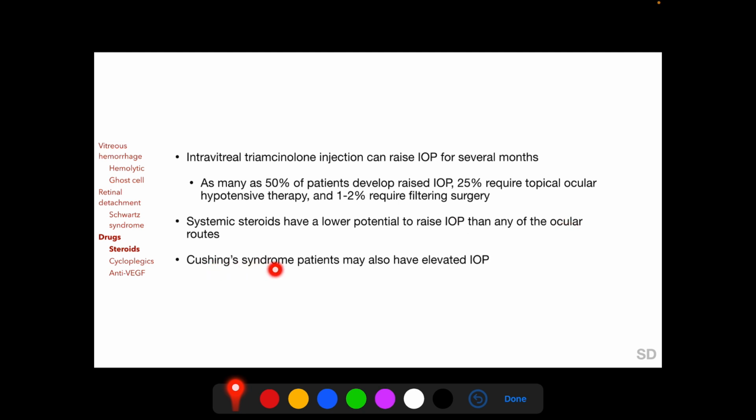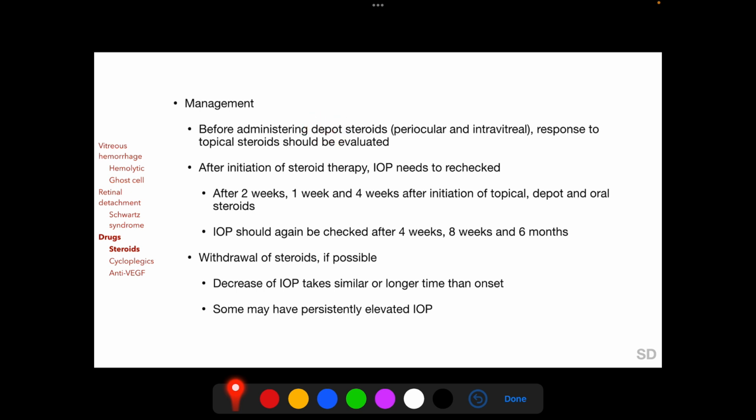And Cushing syndrome patients who have high endogenous steroid levels may also have an elevated intraocular pressure. Before administering depot steroids such as periocular and intravitreal injections, response to topical steroids should be evaluated. And after initiation of steroid therapy, IOP needs to be rechecked. One recommendation is that the initial recheck of intraocular pressure should be done 2 weeks after initiation of topical steroid therapy and 1 week and 4 weeks after initiation of depot and oral steroid therapy respectively, following which IOP needs to be rechecked again at periodic intervals.